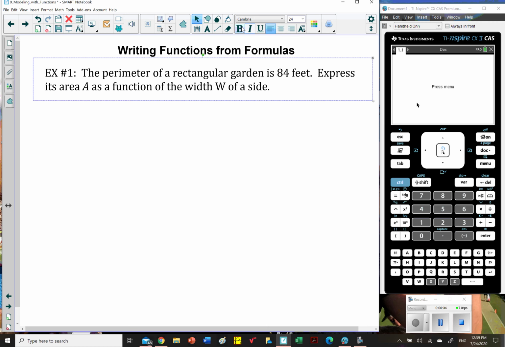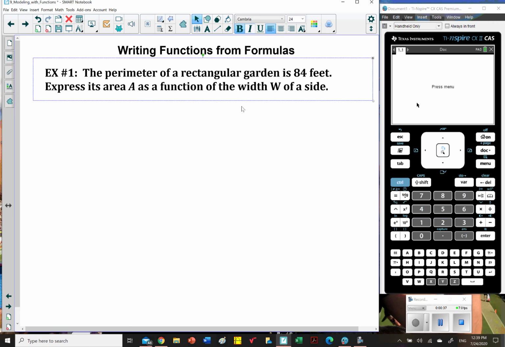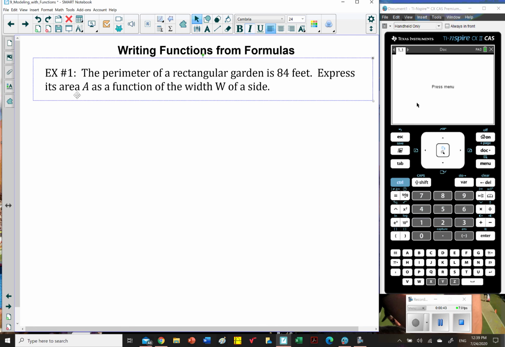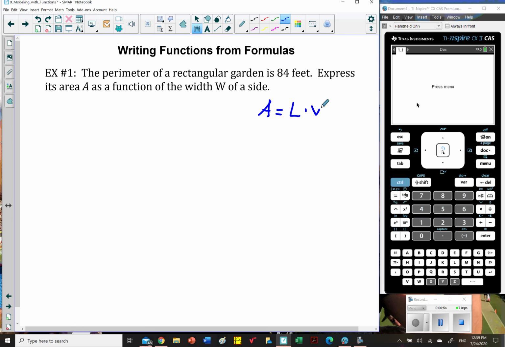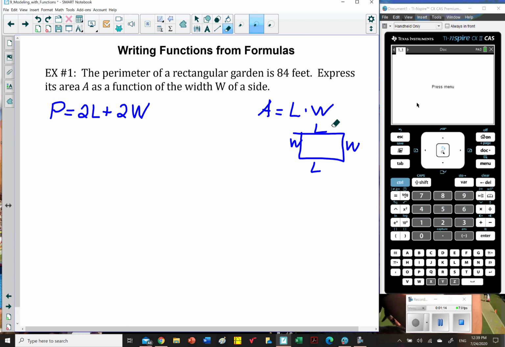Let's say we have the perimeter of a rectangle and it's a garden, and that perimeter is 84 feet. We want to write the area as a function of the width of the side. When I think about a rectangle, I know that the area is length times width. In this case, we were given perimeter. Perimeter is 2 lengths and 2 widths. If you think about the distance around, we've got a length and a width and a length and a width. So 2 lengths and 2 widths gives us the perimeter.